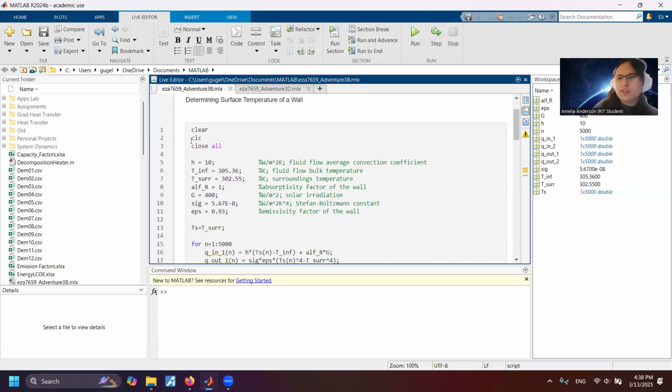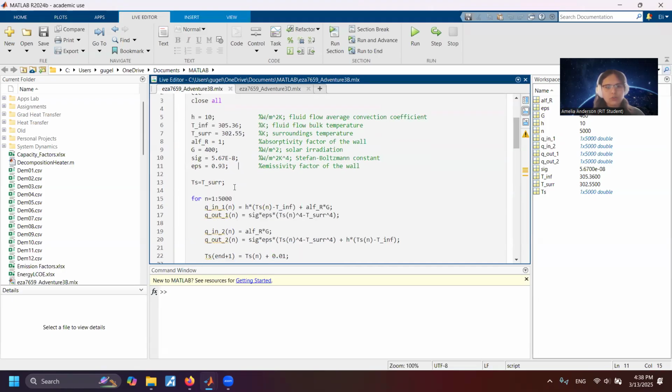Hello, I'm assuming you guys have taken 117. This is our fluid flow convection coefficient. Here's our bulk fluid temperature in Kelvin, surroundings temperature also in Kelvin. We've got our absorptivity, our irradiation, our Stefan-Boltzmann constant, our emissivity. I'm going to assume for starters that the surface temperature is equal to the surroundings temperature, just because that's kind of the minimum threshold where it would be able to radiate heat away from the wall.